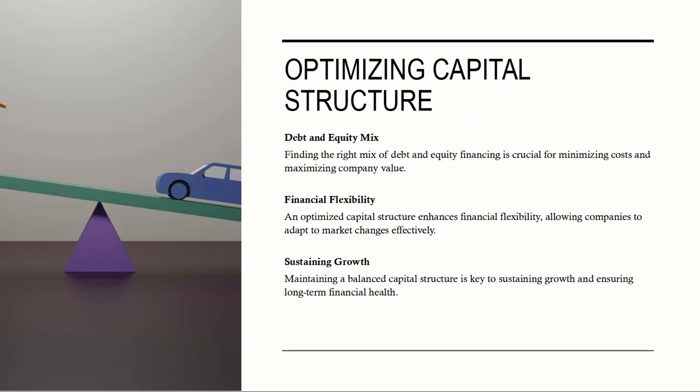Optimizing capital structure, debt and equity mix. Finding the right mix of debt and equity financing is crucial for minimizing costs and maximizing company value. Financial flexibility. An optimized capital structure enhances financial flexibility, allowing companies to adapt to market changes effectively. Sustaining growth. Maintaining a balanced capital structure is key to sustaining growth and ensuring long term financial health.